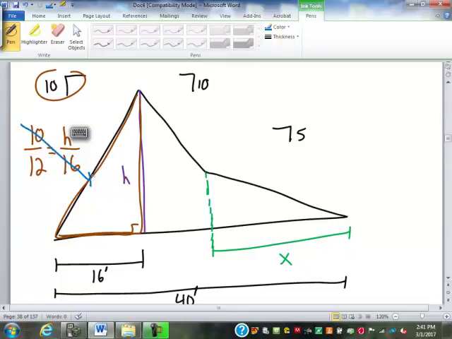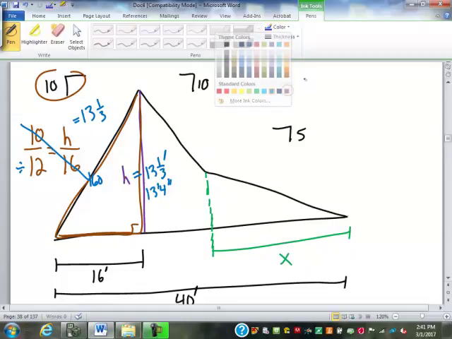10 times 16 is 160. Divided by 12 is, what does that give us? 13 and a third. Perfect. So that's 13 and 1/3 feet. So of course that's 13 feet and how many inches? 1/3 foot is how many inches? That'd be 4 inches, right? Perfect. So 13 foot 4 inches.